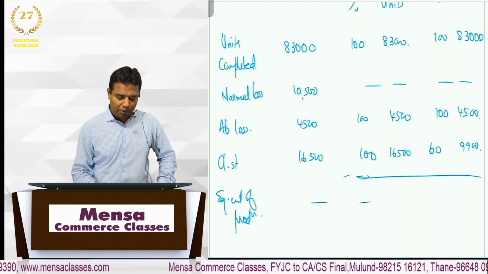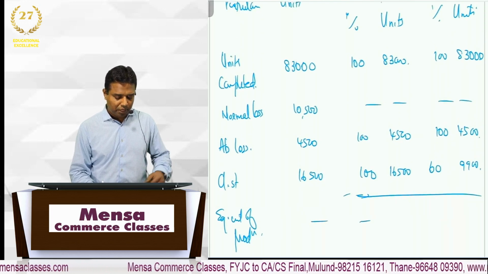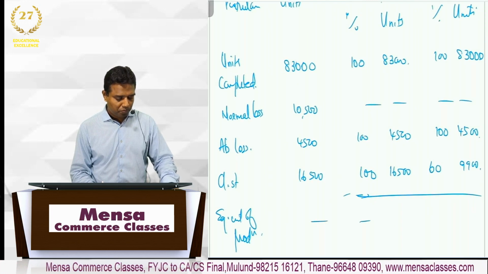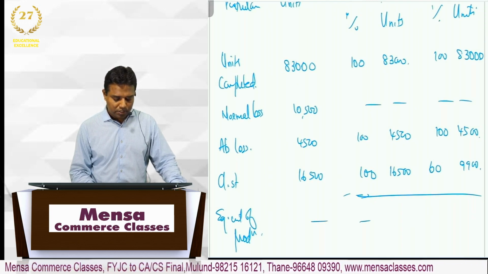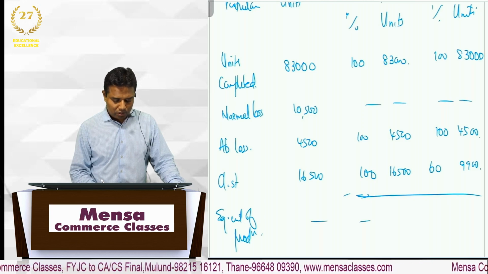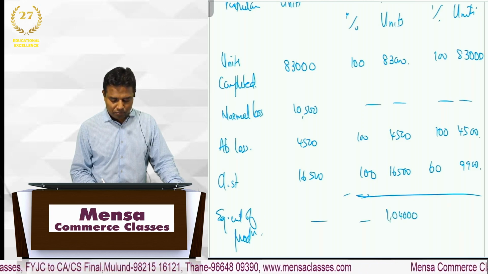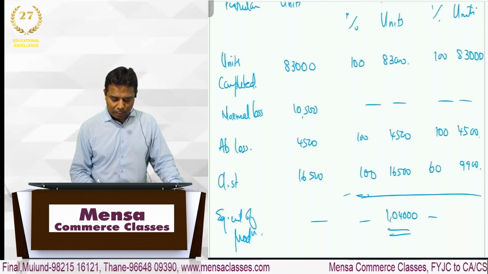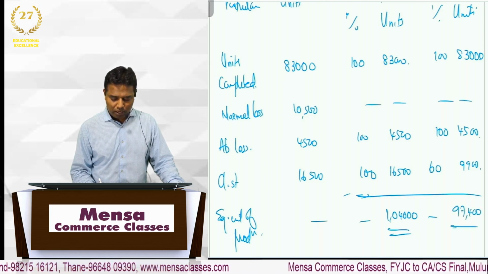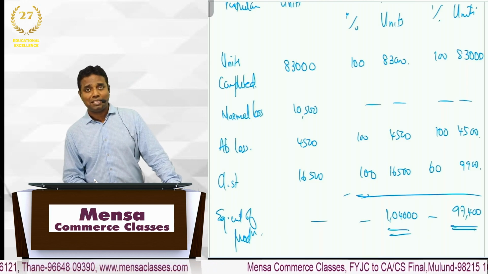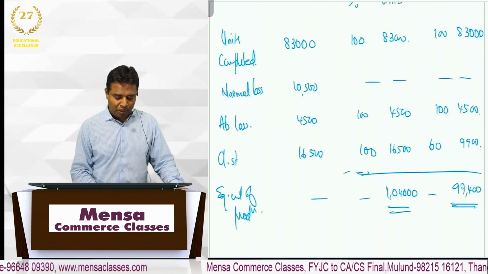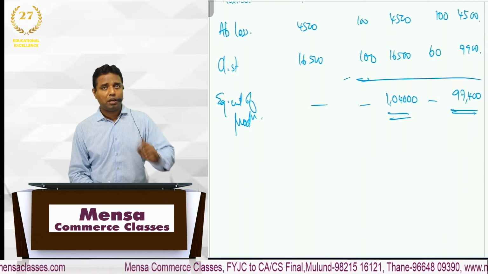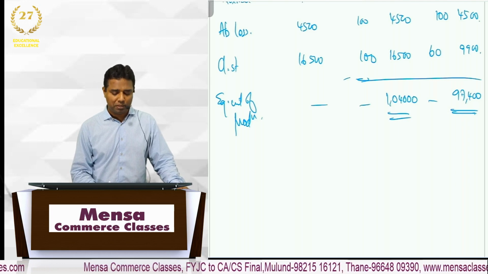Right. So equivalent units of production, 83,000 and this is 21. So 1,04,000. This is again 87,500, 97,500, another 100 gone, 97,400, right? So this is the equivalent units of production. Now what we are supposed to do is find the cost per kg of the completed material for the valuation purpose.